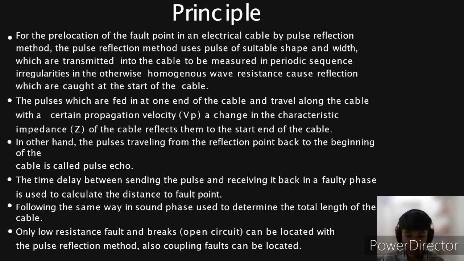A change in the characteristic impedance Z of the cable reflects them to the start end of the cable. The pulse traveling from the reflection point back to the beginning of the cable is called the pulse echo. The time delay between sending the pulse and receiving it back in a faulty phase is used to calculate the distance to the fault point, following the same way in a sound phase used to determine the total length of the cable. Only low resistance faults and breaks, open circuits, can be located with the pulse reflection method. Also, coupling faults can be located.